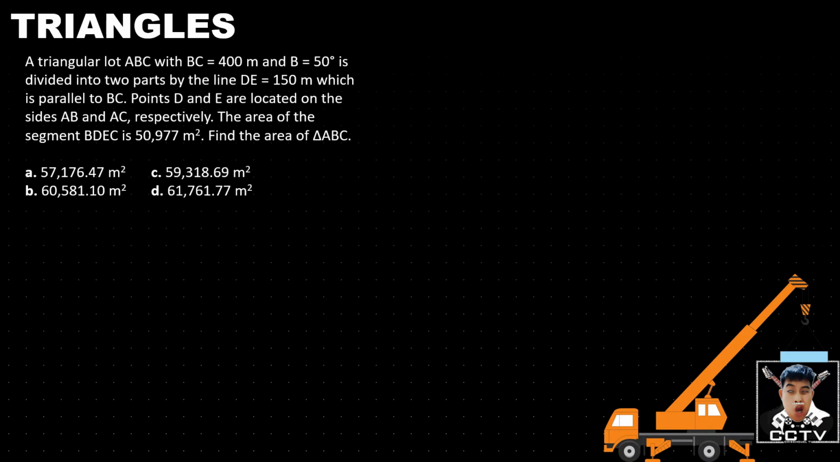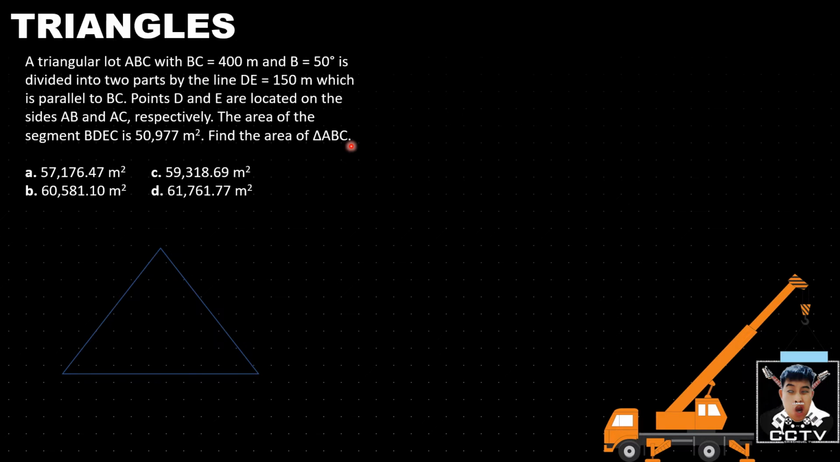Next example, a triangular lot ABC with BC is equals to 400 meters and B, which is the angle is 50 degrees, is divided into two parts by the line DE is equals to 150 meters, which is parallel to BC. Points D and E are located on the sides AB and AC, respectively. The area of the segment BDEC is 50,977 square meter. Find the area of the triangle ABC.